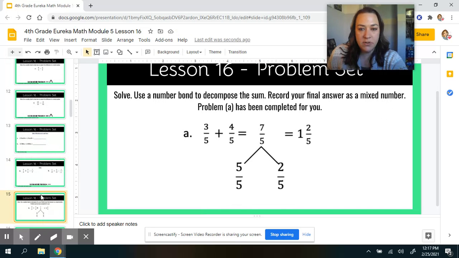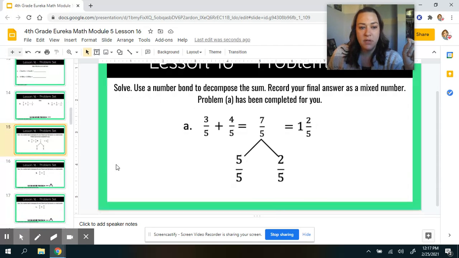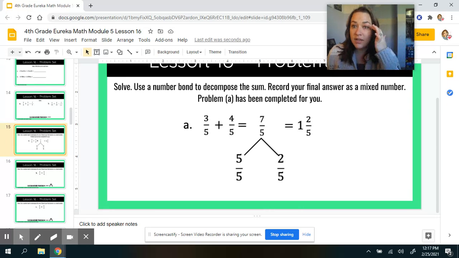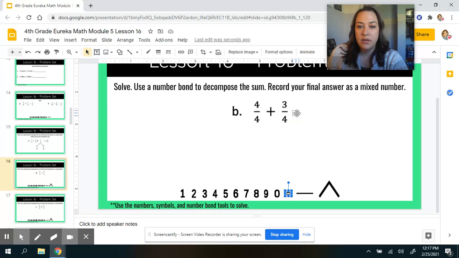All right, and then we're going to do the same thing like we did with our subtraction, right? If we do our adding and we have an improper fraction, we just break it out into the number bond and rewrite it as that mixed number. So we'll do 2 of these together with adding, and then that'll be it for today. All right, so 4/4 plus 3/4. We know it's going to be fourths, so we keep it fourths. 4 plus 3 gives us 7/4.